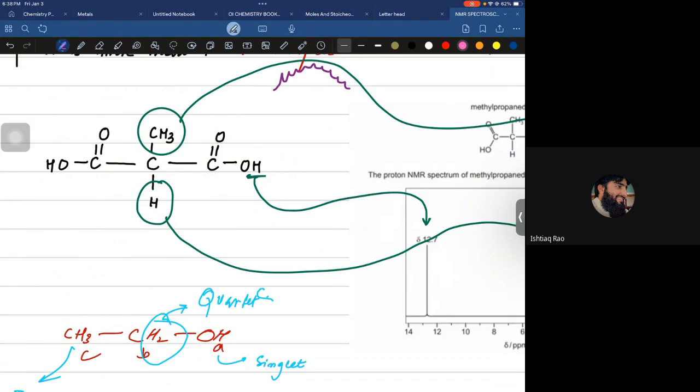Okay. Then what about this? Also, it would be giving us a singlet. Only one singlet because they are the same hydrogen atoms. Then I'm going to consider this.